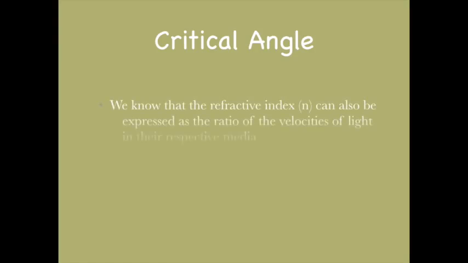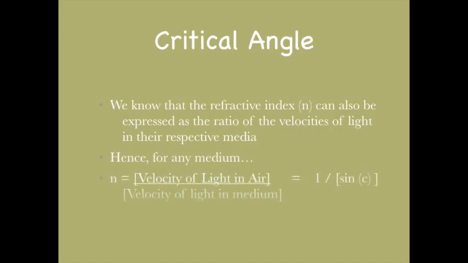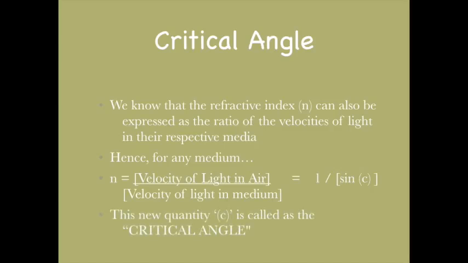Now let's learn about the critical angle. We know that the refractive index can also be expressed in terms of the ratio of velocities. Hence, for any particular medium, the value of n will be equal to the velocity of light in air to the velocity of light in the medium, which is equal to 1 by sine of c. This new quantity c is called the critical angle.